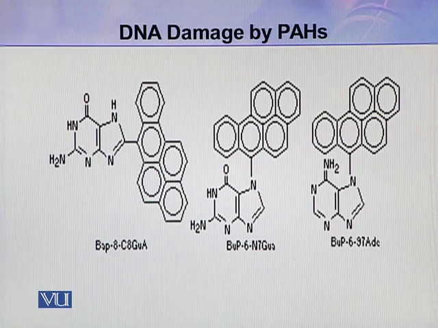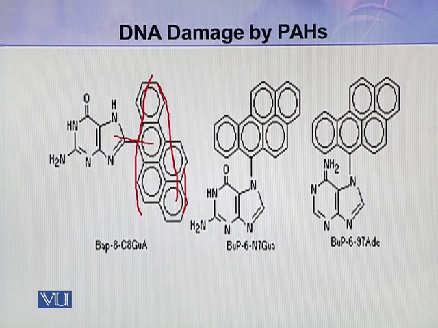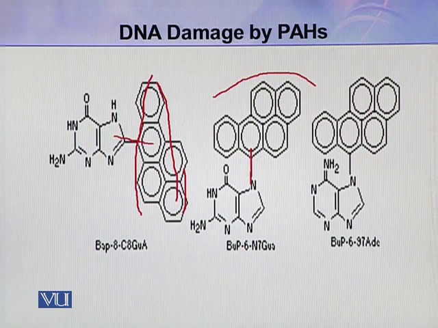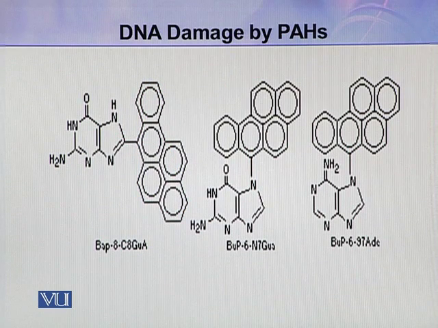For example, this is PAH, this one, and here it is attached to the C8 of guanine, and in this way it forms a monoadduct. Similarly, here it is attached to the N7 of guanine. This is the N7 atom of guanine. So in these two ways it can damage the guanine base, but it can also form a monoadduct with adenine. Here is an example of a monoadduct of adenine, attached to the N9 of adenine. In this way, these monoadducts are formed by the active agents which are formed after metabolic activation of PAH.